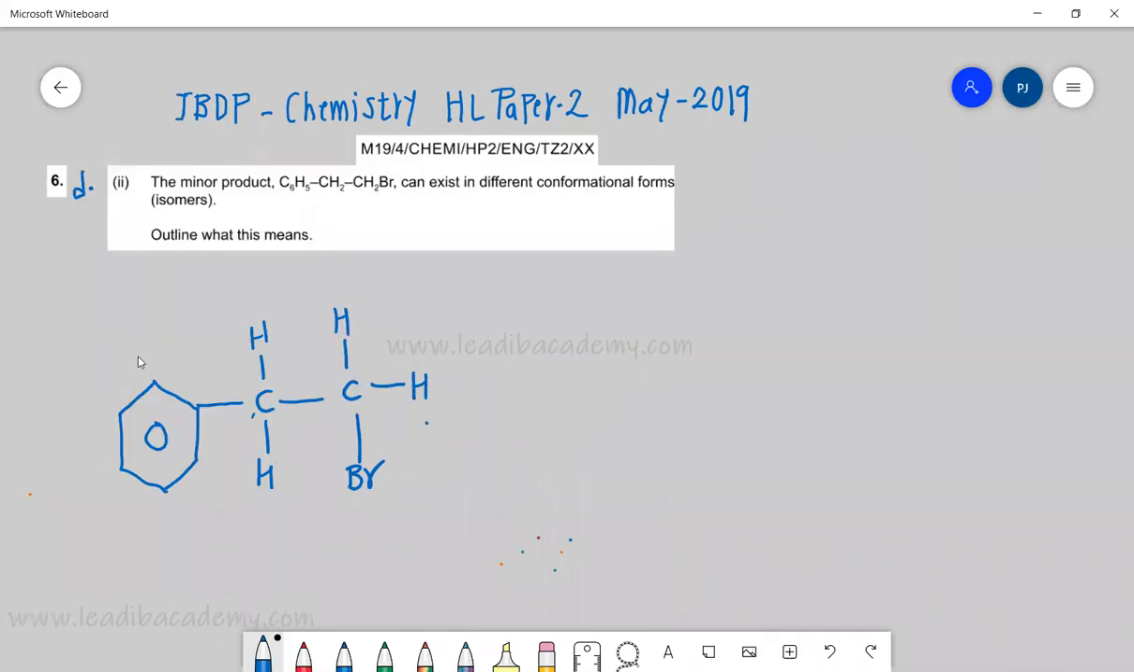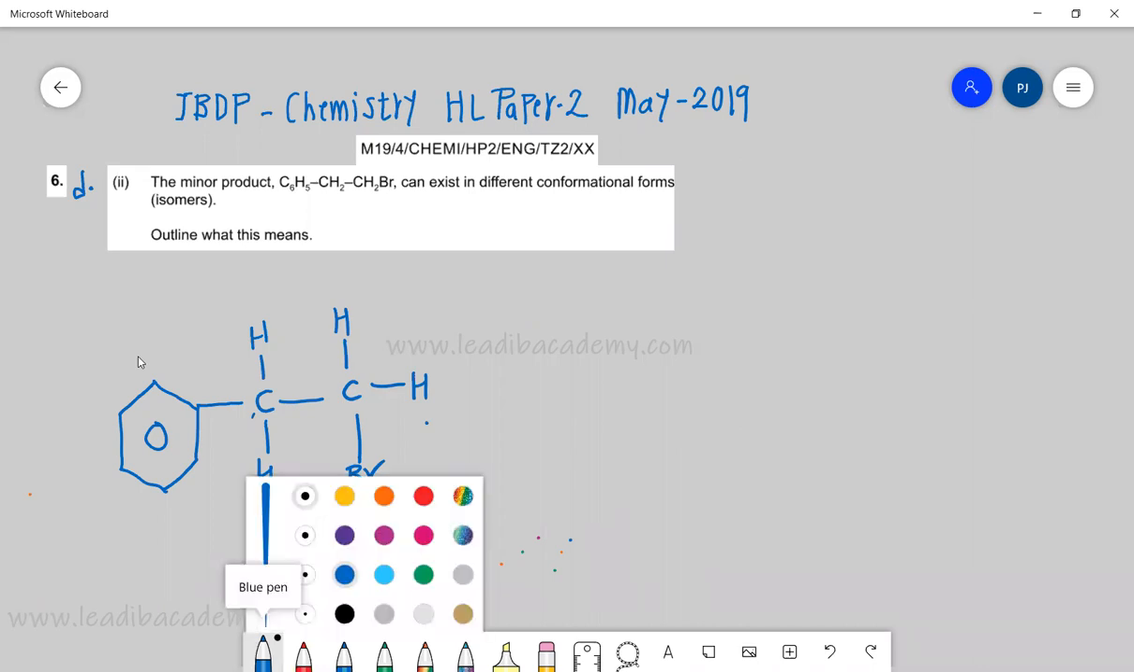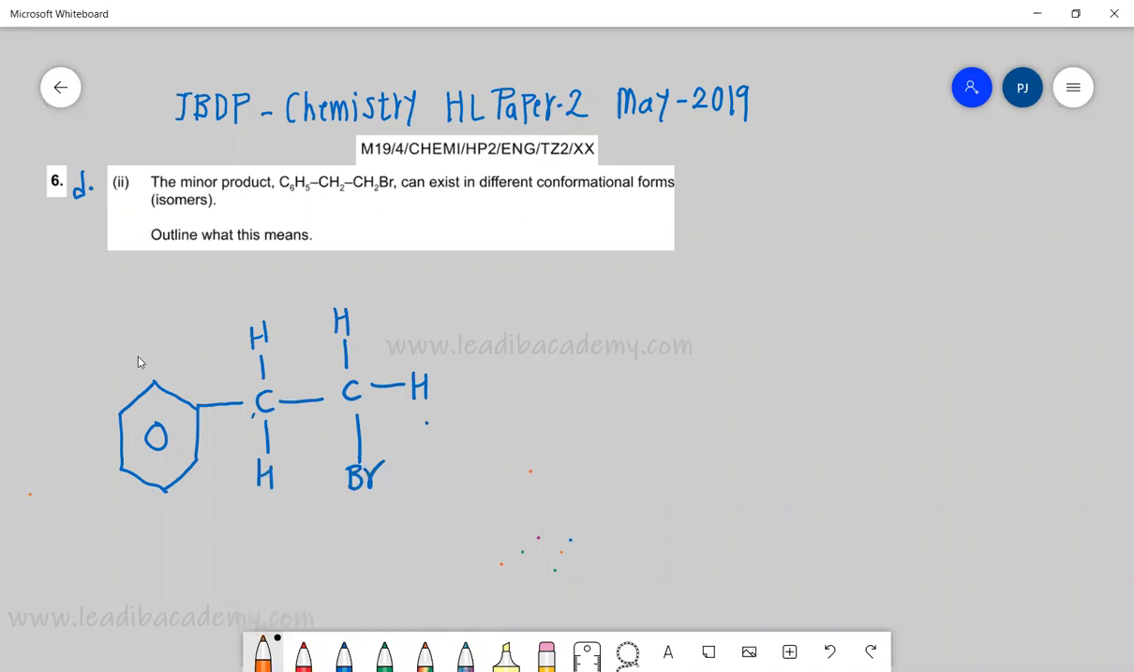6D2: the minor product C6H5CH2CH2Br can exist in different conformational isomers. What does this mean? What is meant by conformations? Just think of this part, and understand that this carbon is tetrahedrally attached. That means there are two hydrogens and Br, and there can be a free rotation along this axis.